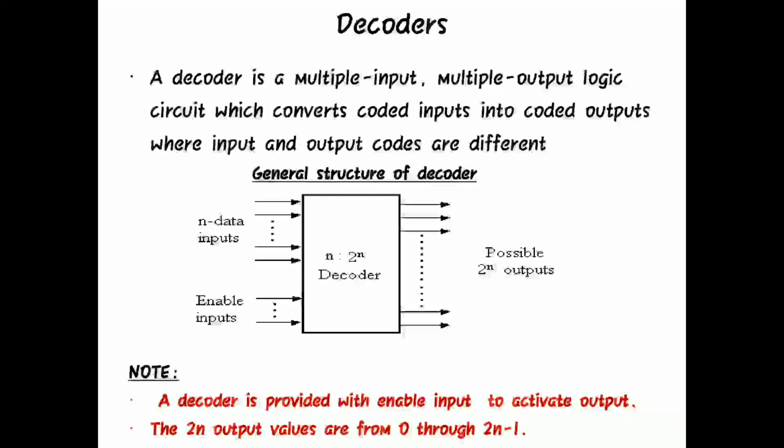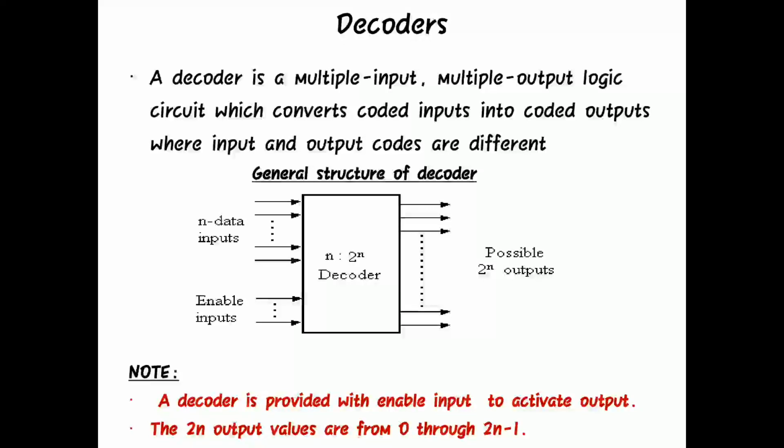As you can see, a general structure of a decoder consists of n data inputs, possible 2 to the power of n outputs, and something called enable inputs. Basically a decoder is a multiple input multiple output circuit which converts coded inputs to coded outputs. Coded inputs are nothing but, for example, 0 1 or 1 0. Coded outputs are 1 0, 1 1, whatever is in the form of binary.